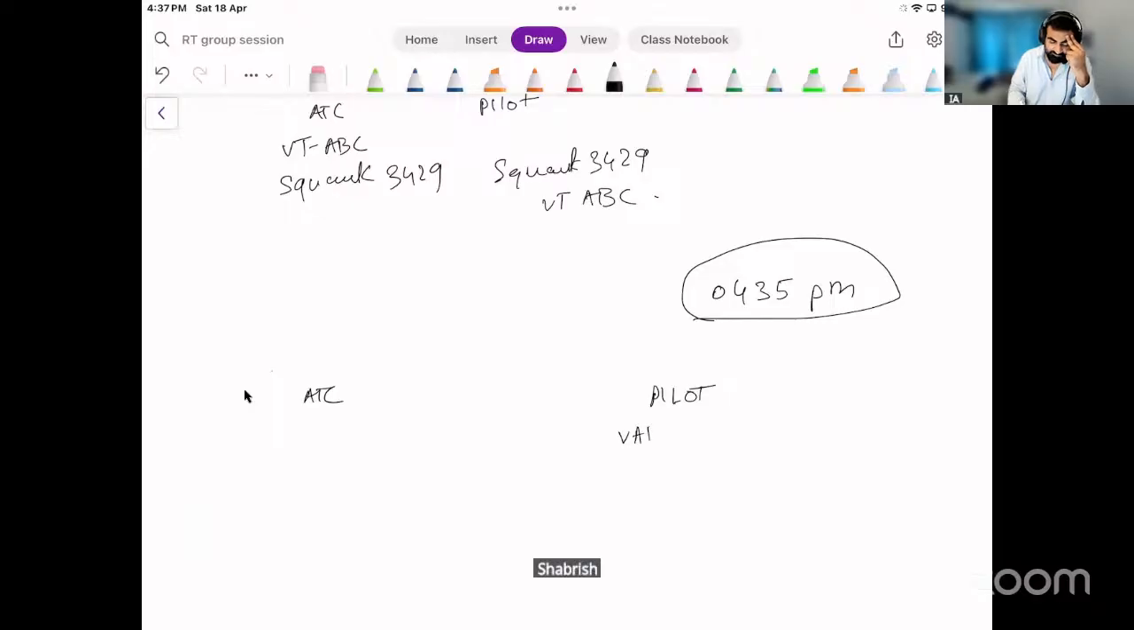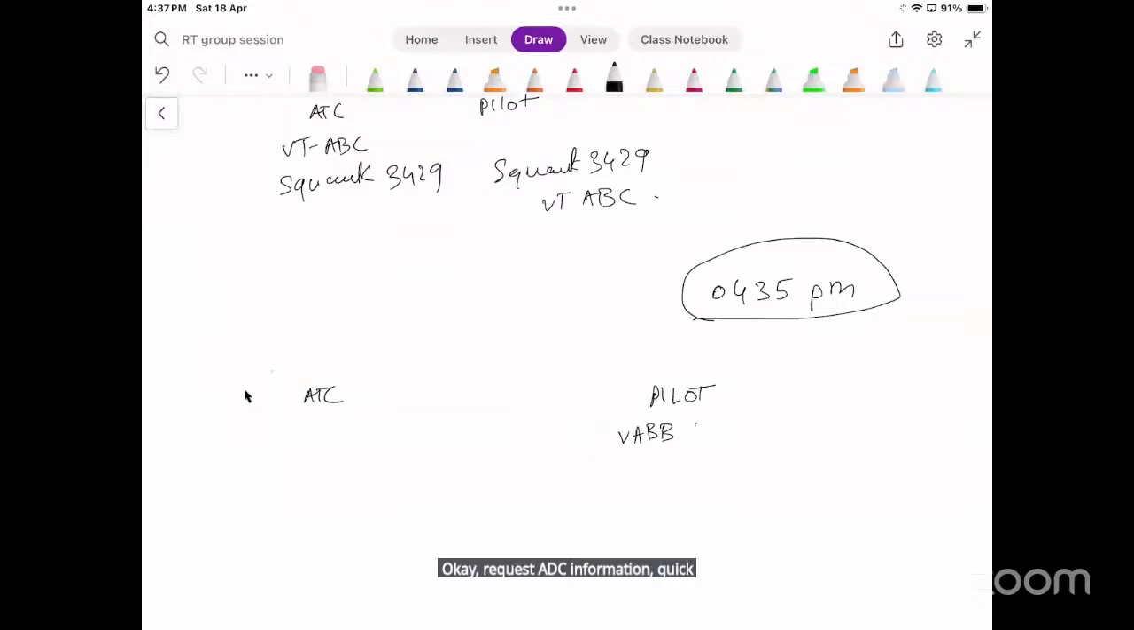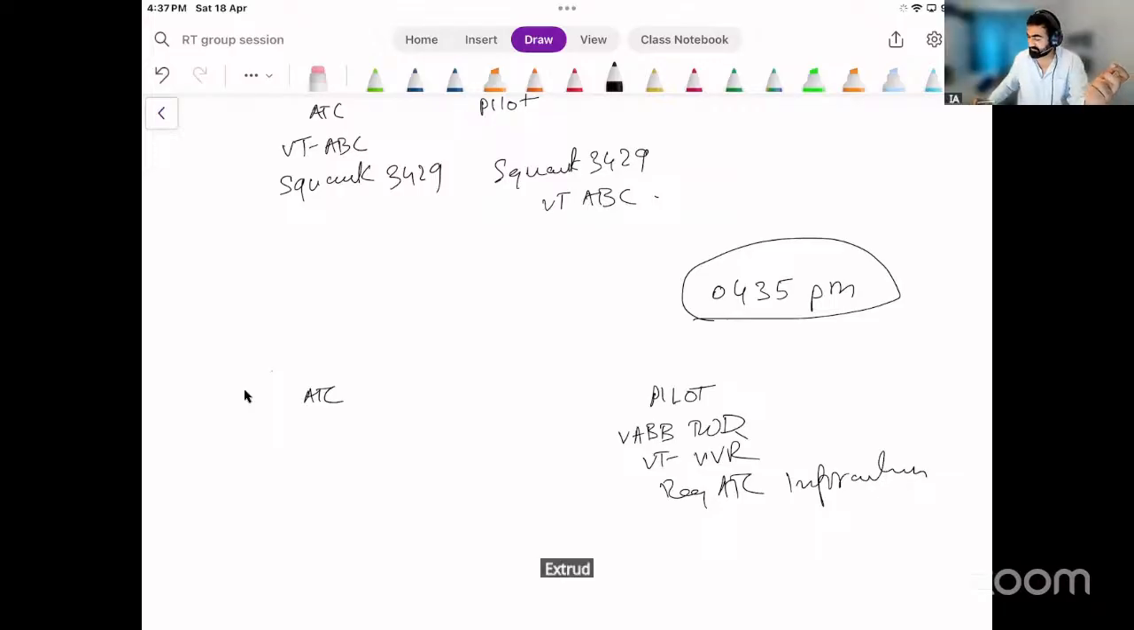Vivan, you try this call. Request ATC information. Quick. Mumbai Tower, Victor Tango, Victor Victor Romeo, request ATC information. Students, be fast, but be clear and specific as well.